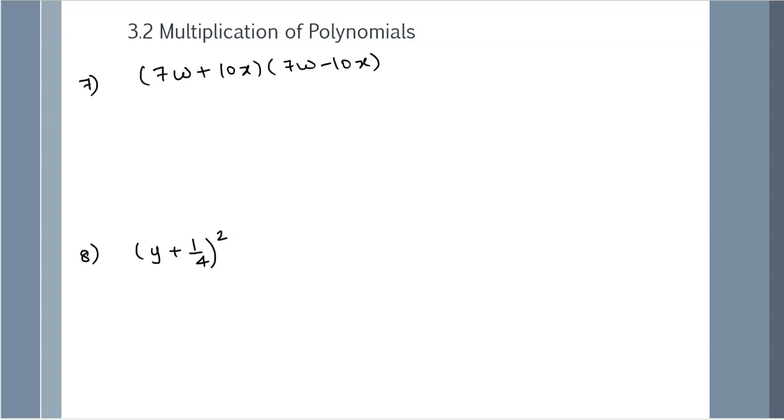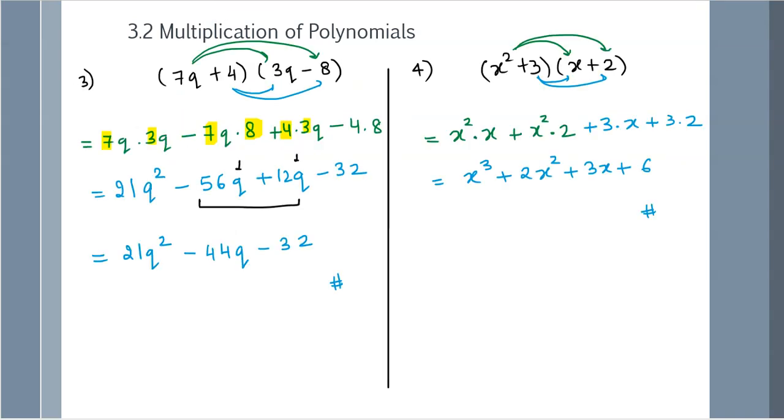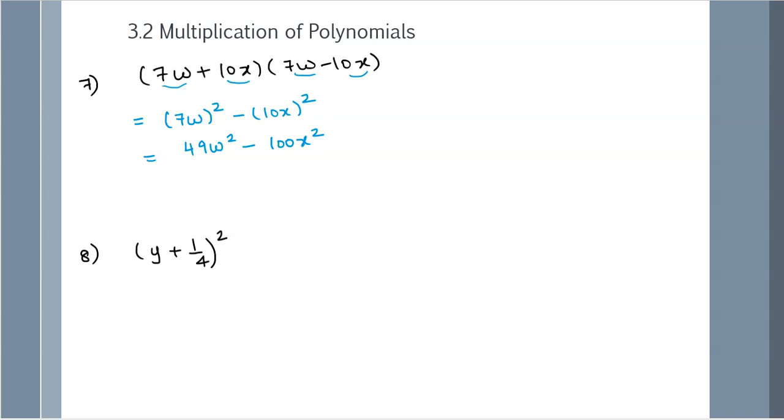Let's do this the same way. These are the same terms. The only difference is in the sign. So you can write it as 7w power 2 minus 10x power 2. It doesn't matter. Both the terms can have a variable. So it gives you 49w square minus 100x square. So if you remember the rule, your calculation is going to be easier. Otherwise, if you don't remember, you can work like this. You will end up with the same answer.